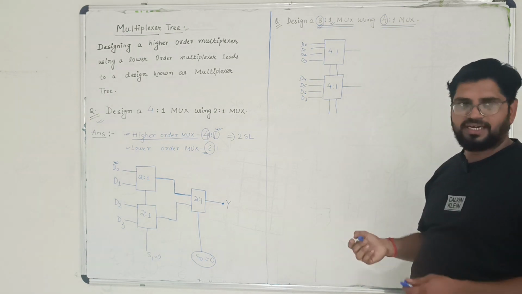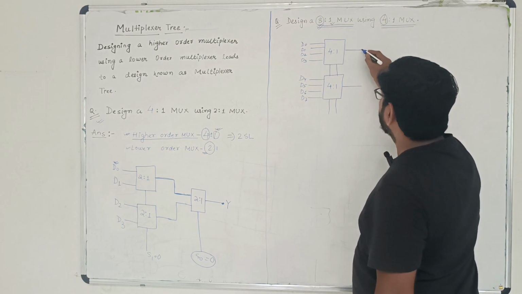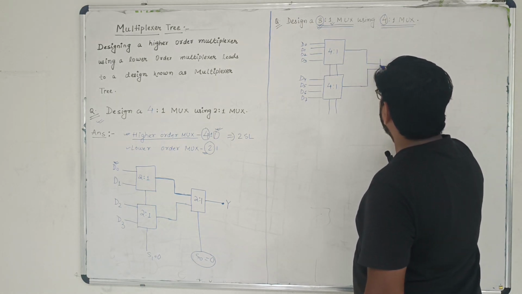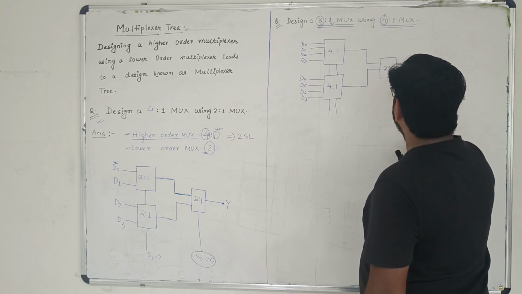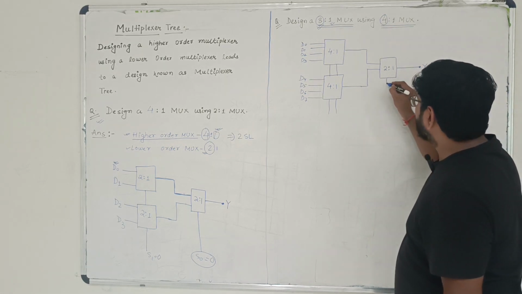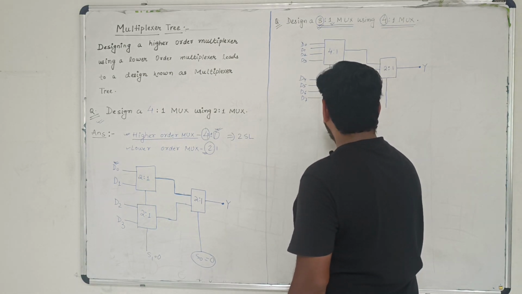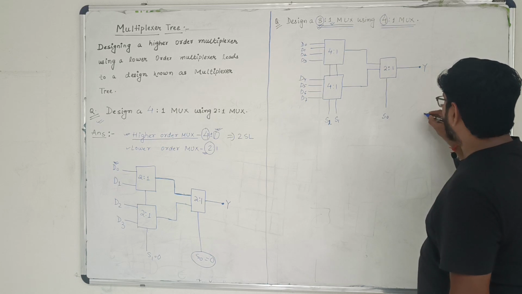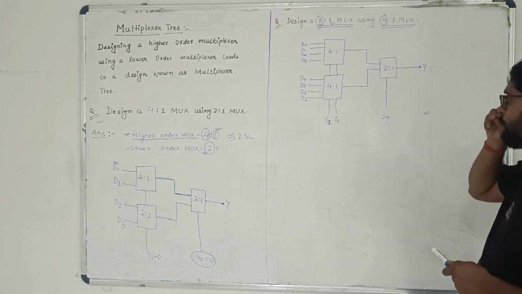So how to get 1 more select line? There is only one method. If you are getting a 2:1 multiplexer over here, so if I am using a 2:1 multiplexer, then we will be able to get the final output as only 1 output, and here we will have 1 more select line, and after that we'll give the nomenclature as S2, S1 and S0. So this is the final design of your 8:1 MUX using 4:1 MUX.